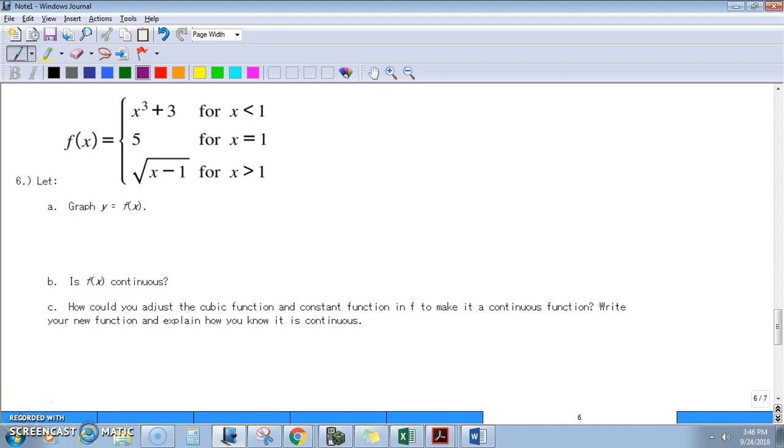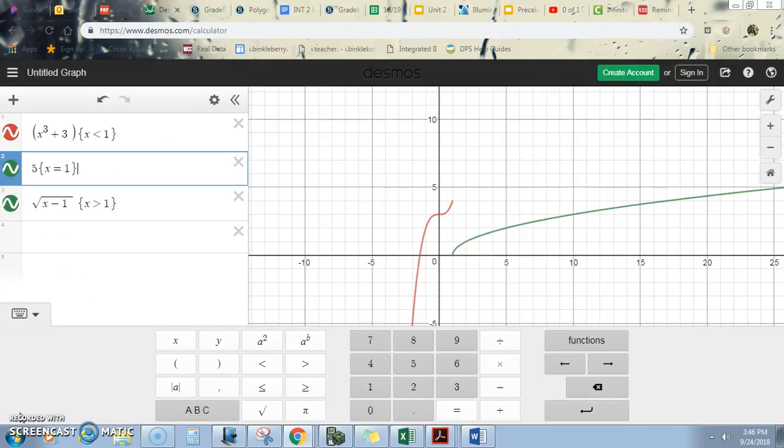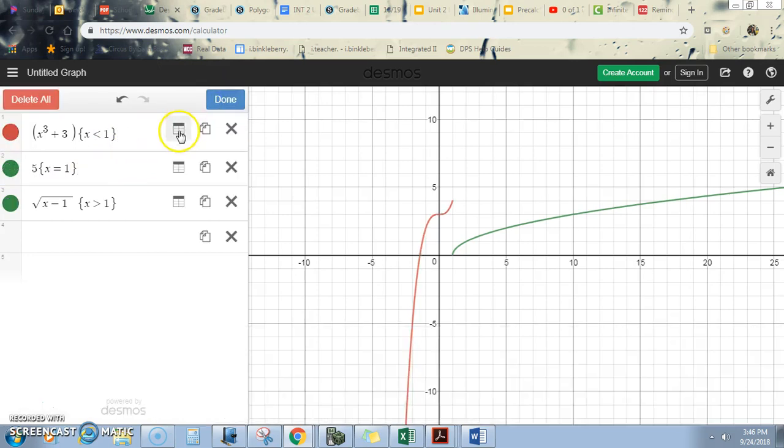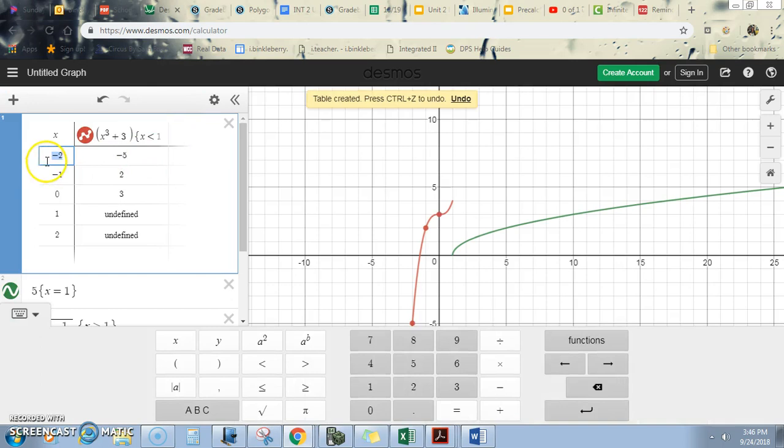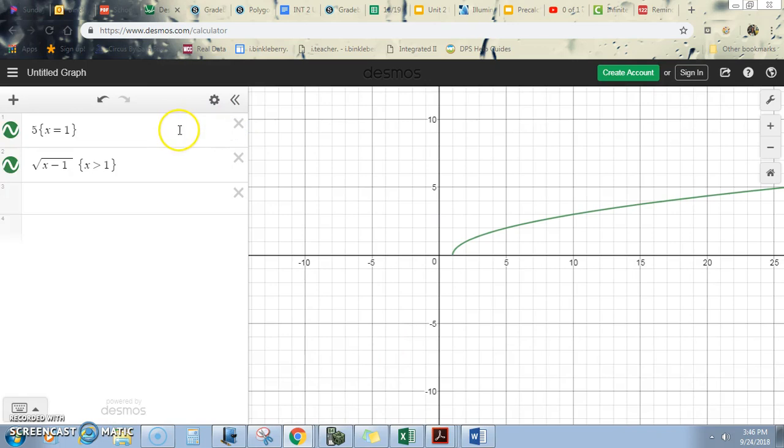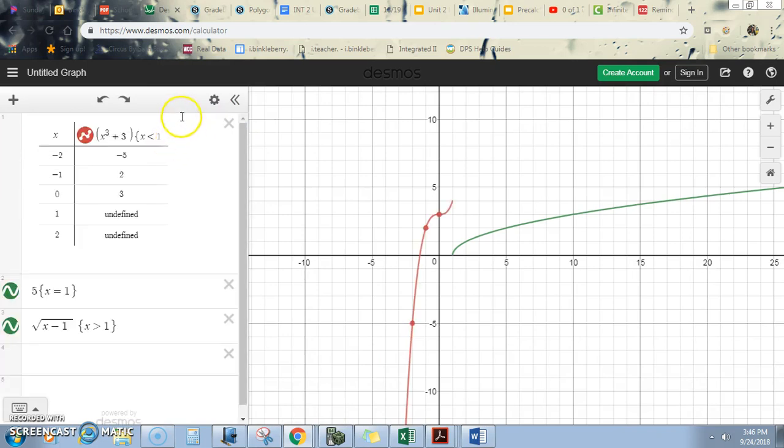So graph y equals f of x. I just did this on Desmos. When you do it by hand, just make a little table for each one. Like if you just did a quick little table like this for x cubed plus 3, negative 2, negative 5, negative 1, 2, 0, 3. It's undefined here because I put that restriction on the domain, right?